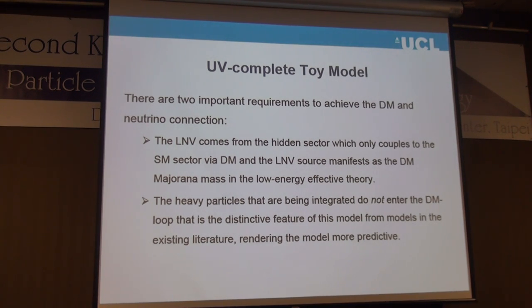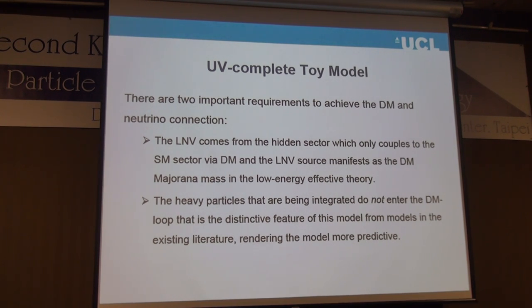Okay. So, but there are two important ingredients for this UV complete one. First, as I tried to mention, the lepton number violation actually comes from hidden sectors. But these hidden sectors, they don't talk to the thermal sectors, only through the dark photon. That's a connection, okay? And the heavy particles, when being integrated out, actually do not enter the dark photon loops. Okay, that's the very distinguishing feature of this model from existing models.